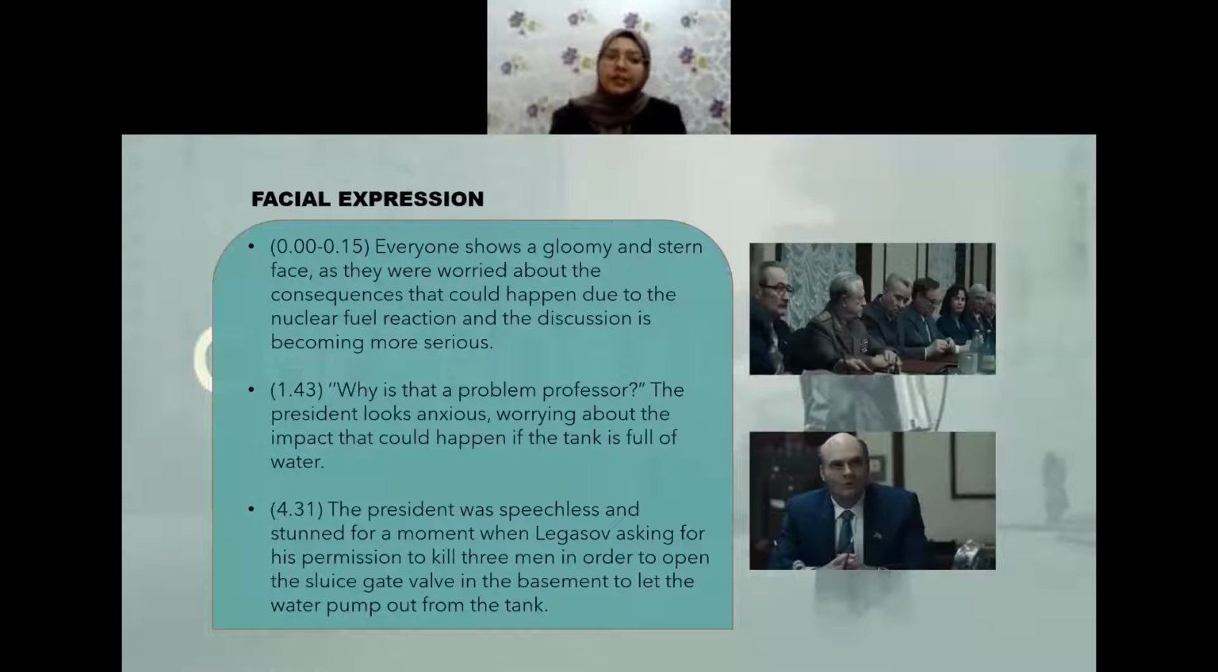And next, in the minute of 1.43, the president is asking, "What is that a problem, Professor?" The president looked anxious, curious, and worried about the impact that could happen if the tank is full of water. Next is in the minute of 4.31, the president was speechless and stunned for a moment when Legasov is asking for his permission to kill three men in order to open the sluice gate valve in the basement to let the water pump out from the tank.